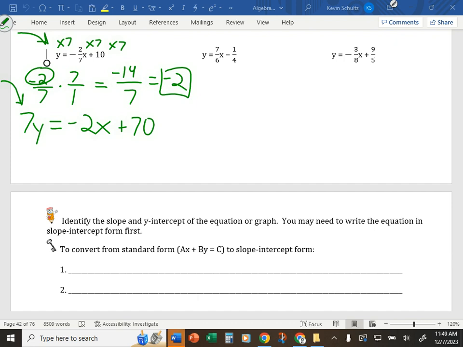You have to move the x term using opposite operations, right? Since it's negative 2x, we're going to add 2x to both sides. We're not going to get anything like 9y or 9x or 9xy or anything like that. We keep them separate. 2x plus 7y equals 70, because these on the right side cancel out.